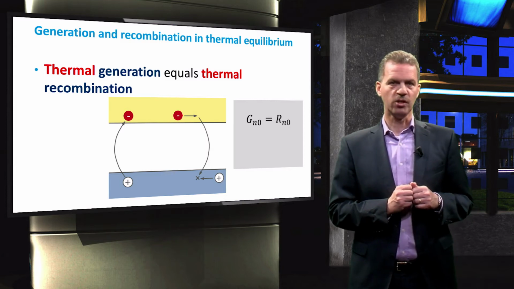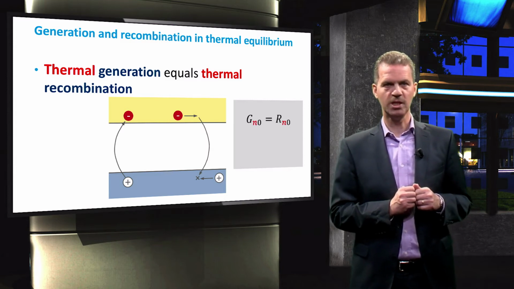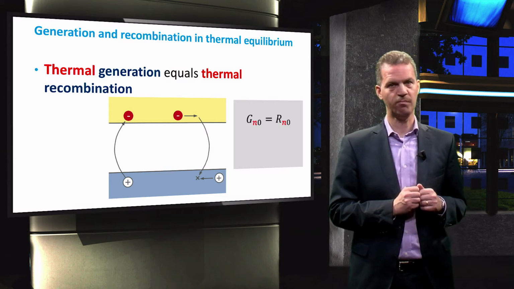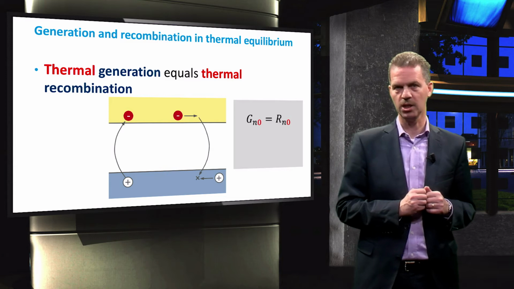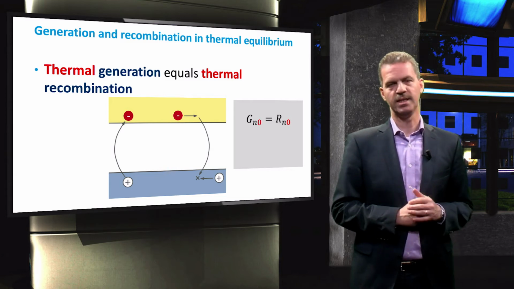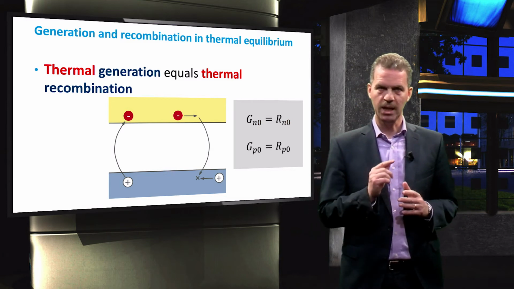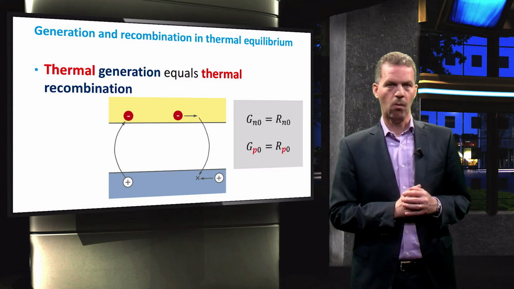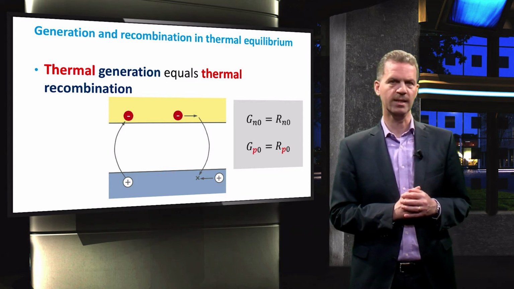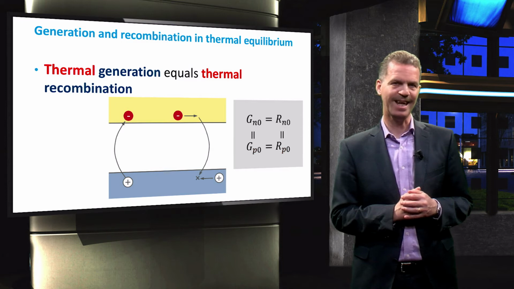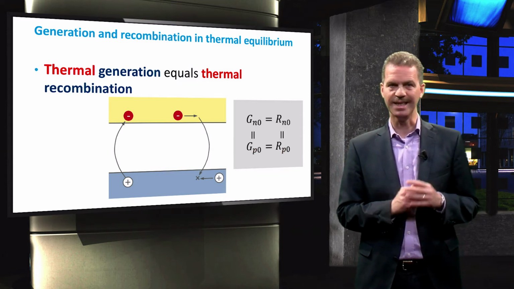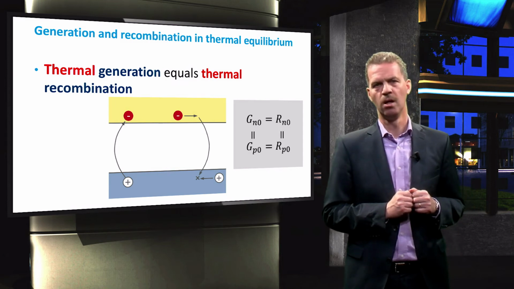In this view graph, the subscript N refers to the generation and the recombination of electrons, and the subscript 0 to the situation in thermal equilibrium. For holes, the situation is the same, where the subscript P refers to holes. We must realize that generation of electrons and holes always occurs in pairs, and therefore we can state that the generation and recombination rate of electrons is equal to that of holes.